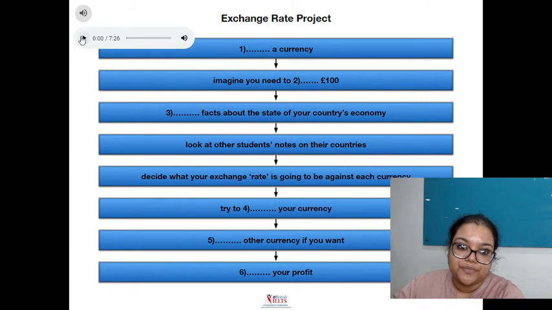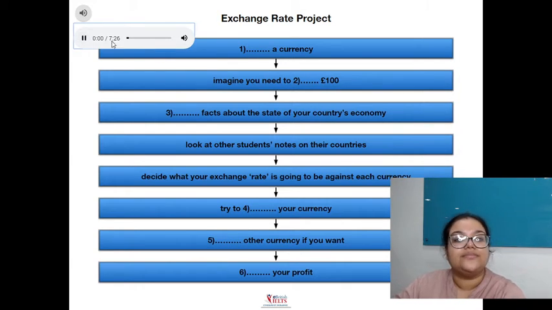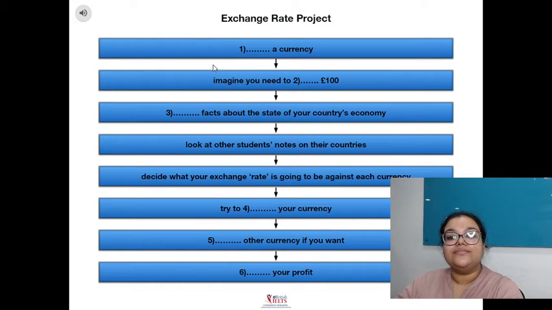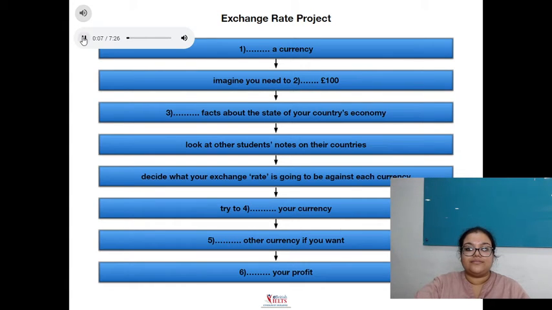Section 4. You will hear a tutor giving some business students instructions about a finance project. You now have 30 seconds to read questions 31 to 36.